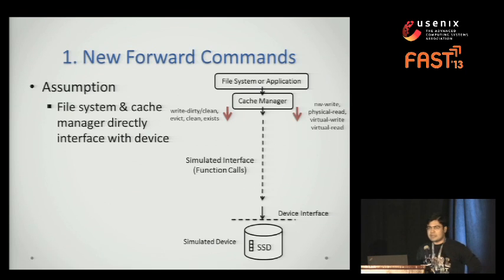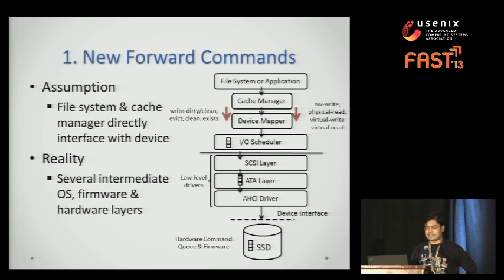The first assumption we made earlier when we built these systems in simulation was that the file system and the cache manager can directly interface with the device. We assumed that the new commands can simply be issued as a simple function call into the simulator. But in reality, that is not the case. There are several intermediate operating system layers, firmware layers, and hardware layers, which all have to be passed through when you're sending these commands to the device.